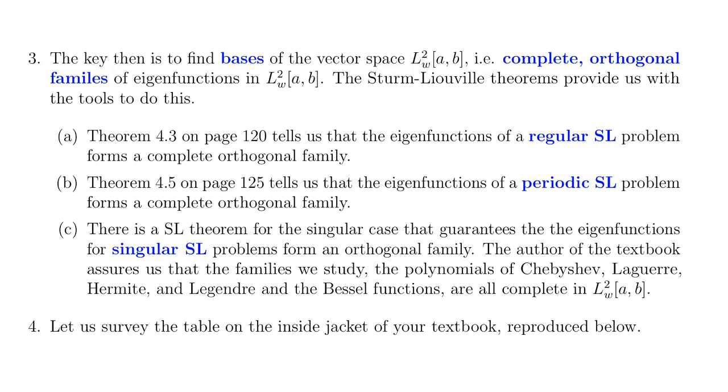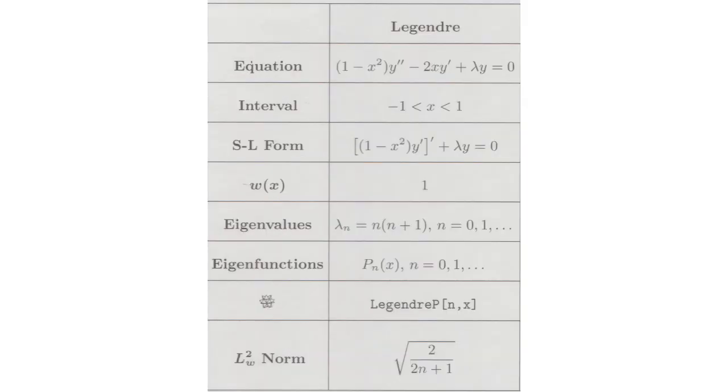Let us survey then the table on the inside back jacket of your textbook reproduced below. This is the table you'll be able to use on test 2 and the final exam. It's a little difficult to read, so let's survey the Legendre column and the Bessel column. The second row gives us Legendre's equation on the interval -1 to 1. The Sturm-Liouville equation is given in the fourth row, and the weight function for Legendre's equation is 1.